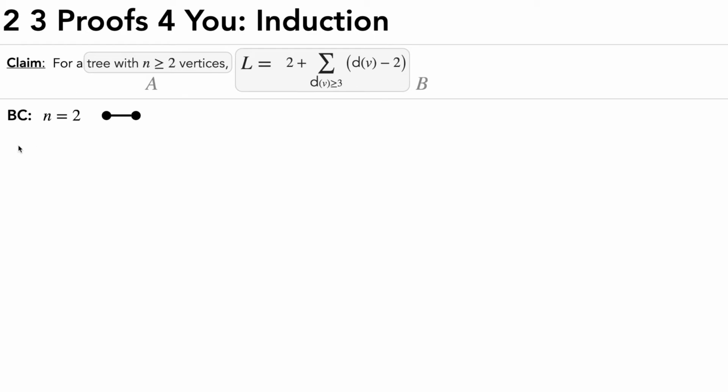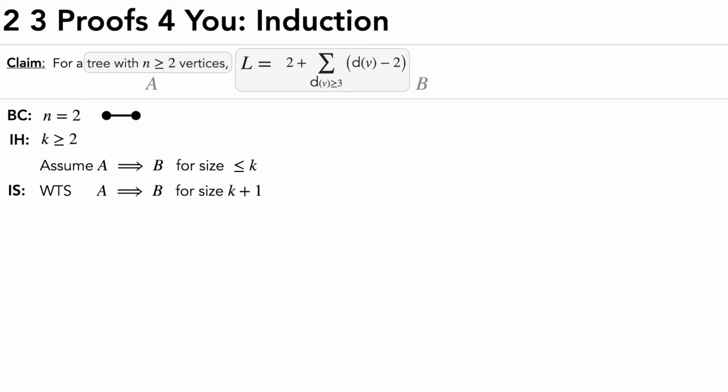Let's move on to the induction hypothesis. For our induction hypothesis, let's set k greater than or equal to 2, and assume that property A implies property B for all of the graphs of size less than or equal to k. In our induction step, we want to show that this also holds for k plus 1. In other words, we want to show that property A implies property B for graphs of size k plus 1. So to do this, following the steps from the previous problem, we're going to start off by considering an arbitrary graph with k plus 1 vertices that satisfies property A.